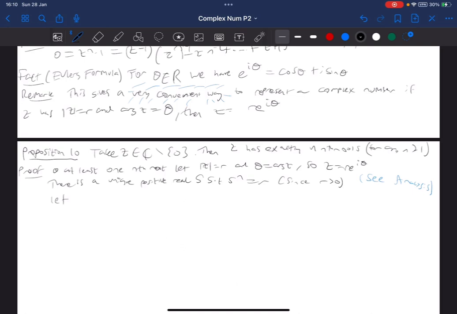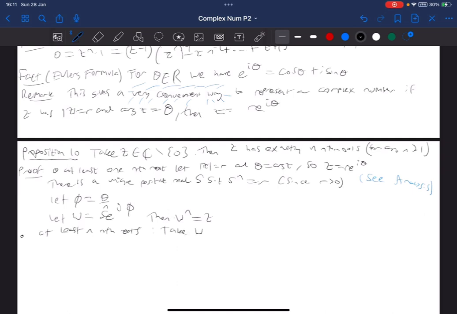So what I'm going to do is I'm going to let phi be equal to theta divided by n, and then I'm going to let w be equal to s e to the i phi, and then we're going to say, well, w to the power of n is equal to z. So that's only one case, but we need to look at least n roots. These little bullet points are just how to structure your work.